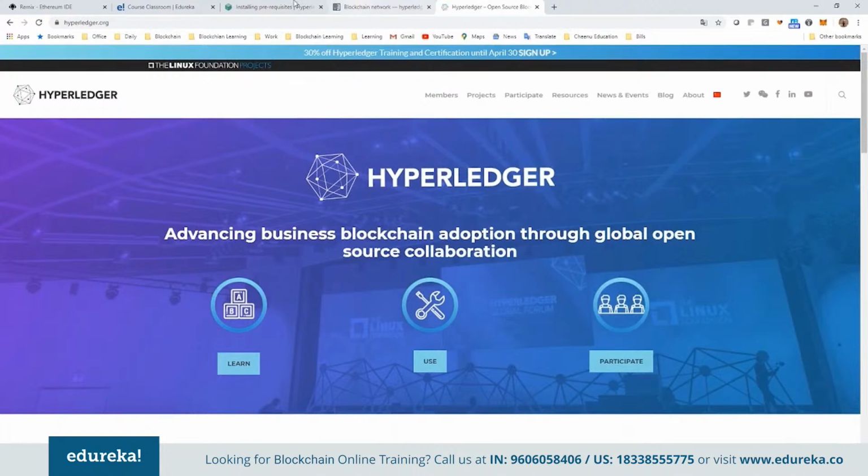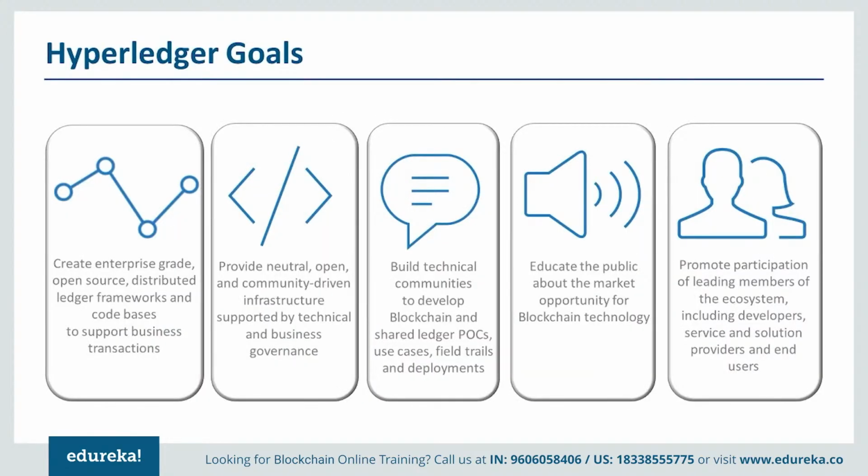So one of the key goals of Linux Foundation and Hyperledger is also not only creating the different blockchain applications, but also sensitizing the world about the importance of blockchain and how the future applications are going to look like. So you will find various channels on YouTube which are basically promoting blockchain technologies for different sectors that are created by Linux Foundation or Hyperledger Foundation. So you should go through all those videos to basically understand what the different possibilities of applications are using the Hyperledger framework. Promotion participation of leading members of the ecosystem, including developers, service and solution providers.